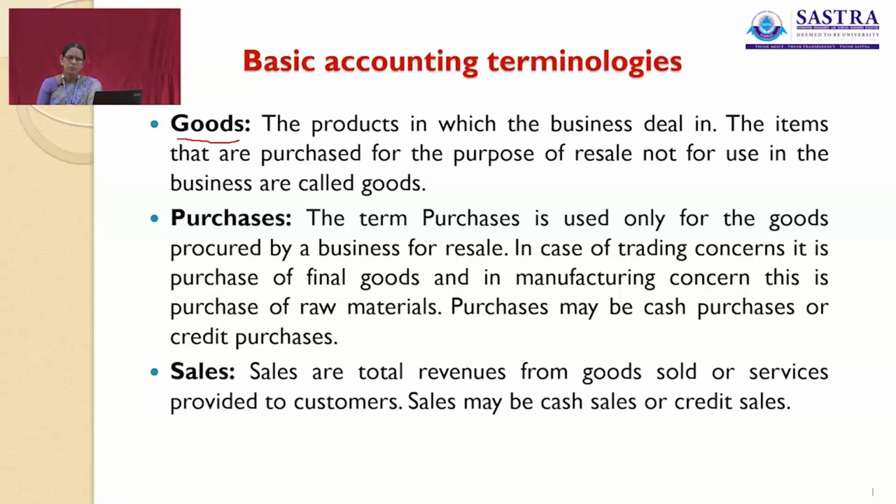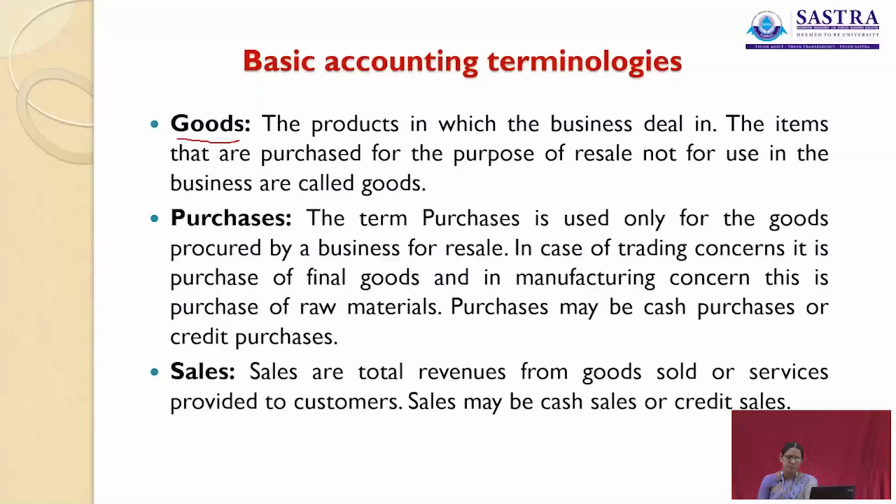Then goods. Goods, women: any items which are purchased for the purpose of resale are said to be goods. Anything which is purchased for your consumption is called an asset. So when we say goods, it should be meant for resale. Assume the real estate owner will purchase the land mainly for the purpose of selling it. But in the case of an end consumer, he may purchase land to construct a house. So when he is purchasing for his personal consumption, it becomes an asset. When he is purchasing for the purpose of resale, it becomes goods.